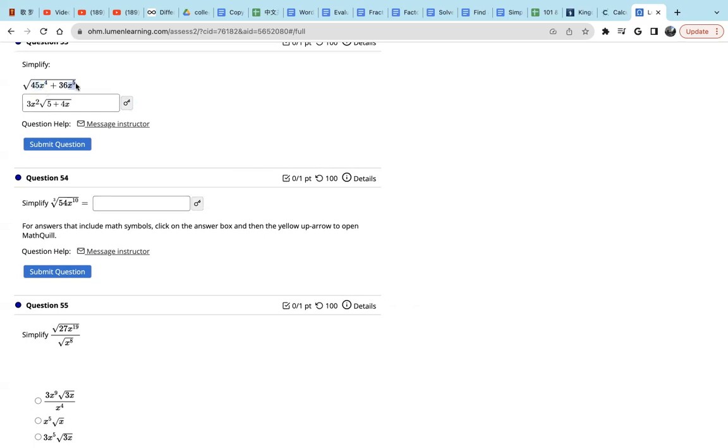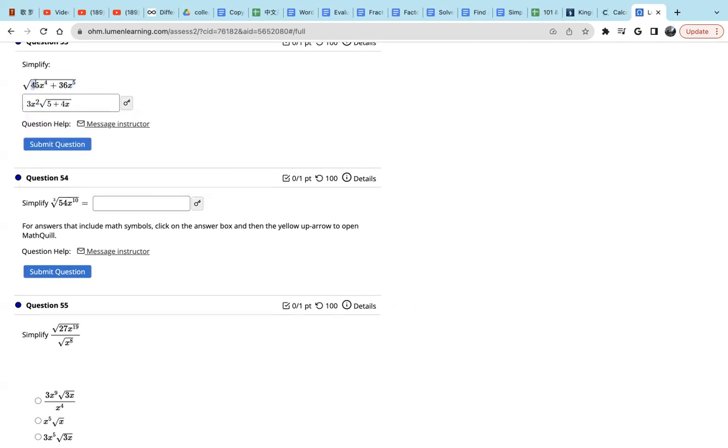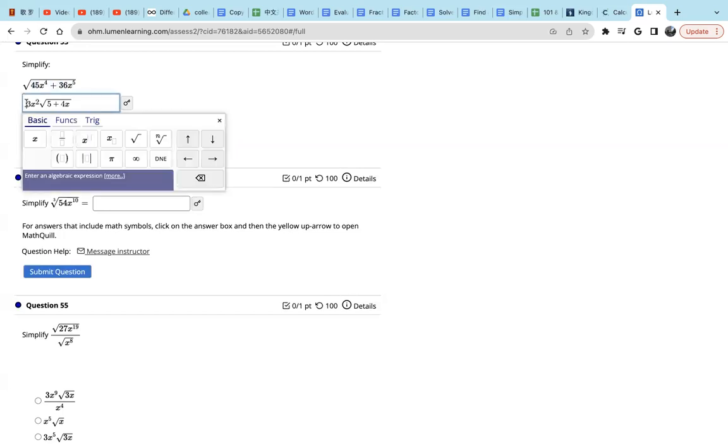The common factor is x raised to 4. We factor out x raised to 4. The square root of x raised to 4 is x squared. Then 45 is 5 times 9, 36 is 4 times 9. So 9 is a common factor. The square root of 9 is 3. So 3x squared comes out. What's left? 5 plus 4x left.